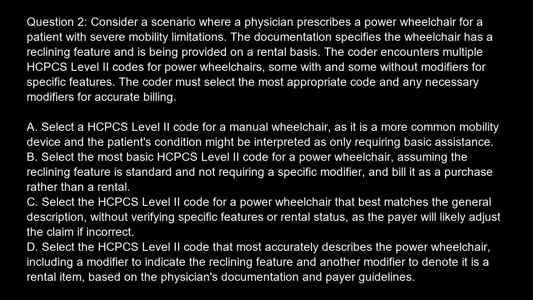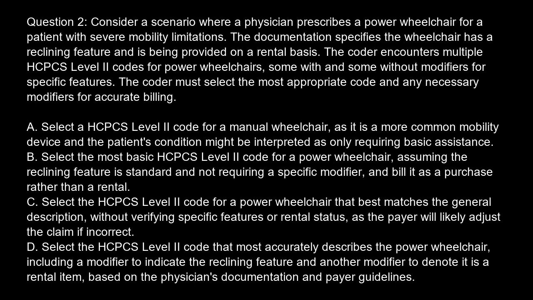Option A. Select the HCPCS Level II code for a manual wheelchair, as it is a more common mobility device, and the patient's condition might be interpreted as only requiring basic assistance. Option B. Select the most basic HCPCS Level II code for a power wheelchair, assuming the reclining feature is standard and not requiring a specific modifier, and bill it as a purchase rather than a rental. Option C. Select the HCPCS Level II code for a power wheelchair that best matches the general description, without verifying specific features or rental status, as the payer will likely adjust the claim if incorrect.